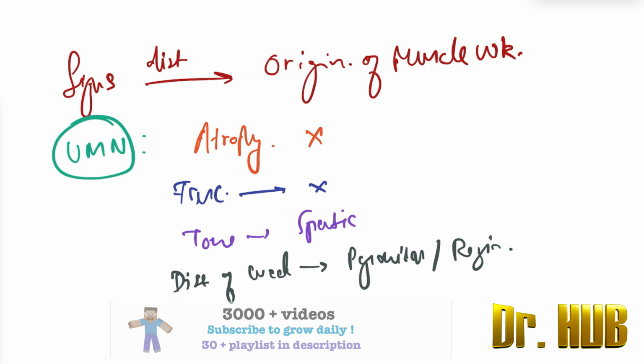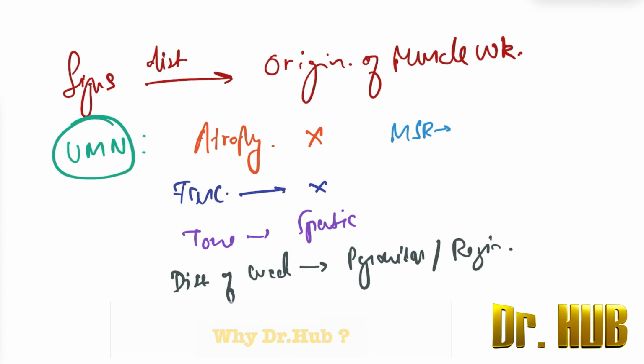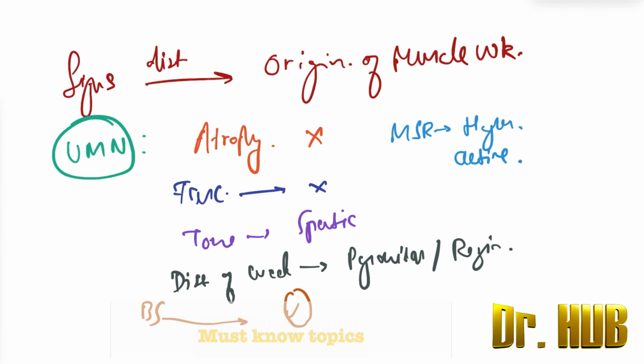Next, when you're looking at the muscle stretch reflexes, it is hyperactive. Then when you're looking at the Babinski sign, BS, here it is present. This is totally in case of the upper motor neuron.